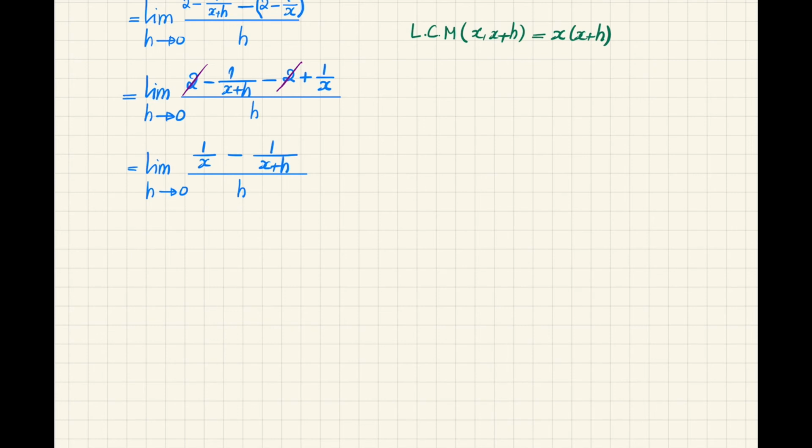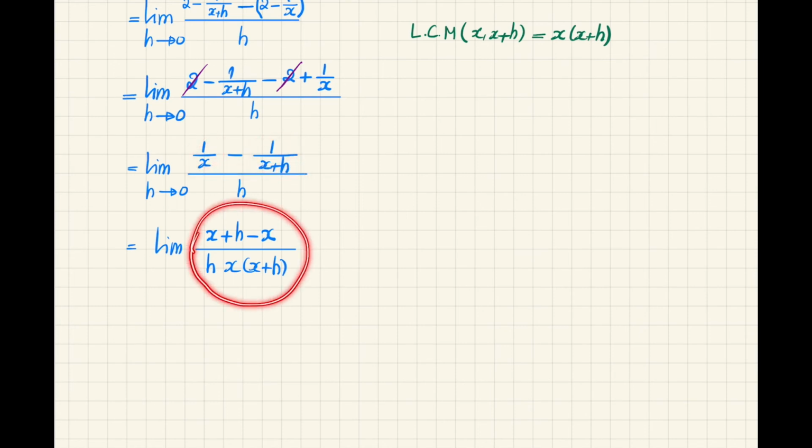Let me change my color. This becomes the limit of x plus h minus x, but in the denominator, as I explained again, I have h, then I have x times x plus h. So this way is always simpler, it is faster. So I found the LCM, I multiplied the numerator and the denominator by the LCM, and then I simplified that. So you see that I have just one single fraction now. Here I had one fraction, but in the numerator I had two more fractions. But here now I have only one fraction involved, and as usual here h goes to 0.